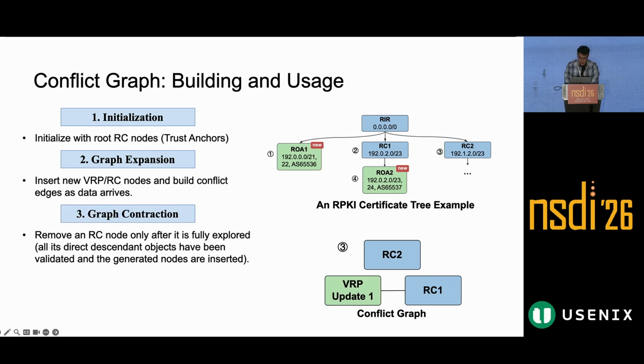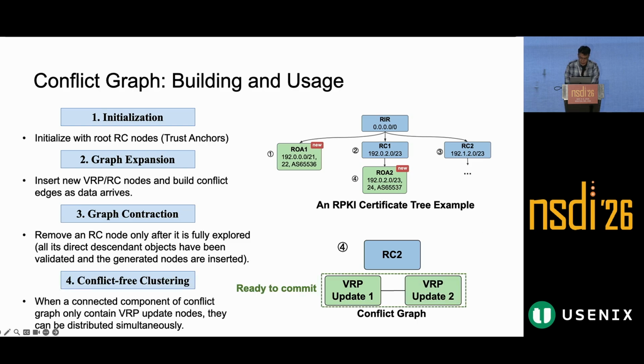And next, moving to step 3, the RP discovers another certificate, RC2, and inserts its corresponding node into the graph. But notice what else happened here. The root RIR node has been removed. This is our graph contraction, because all of the RIR's direct children have now been discovered and inserted. Its internal uncertainty has been completely transferred to its concrete child nodes. Therefore, the RIR node is considered fully explored and is safely removed.